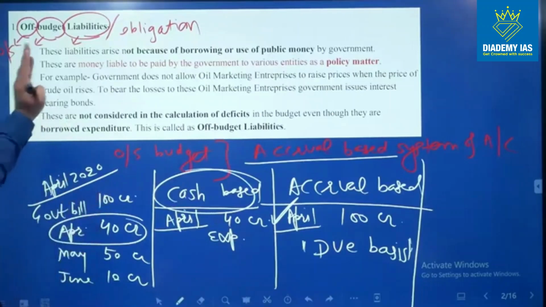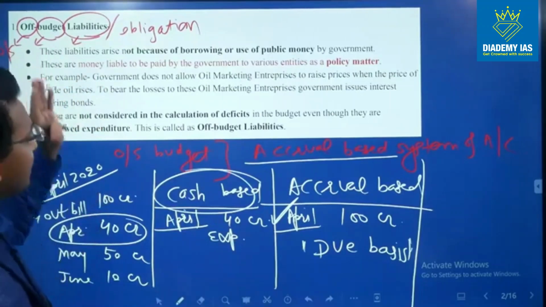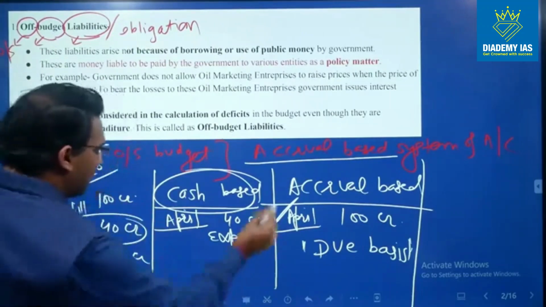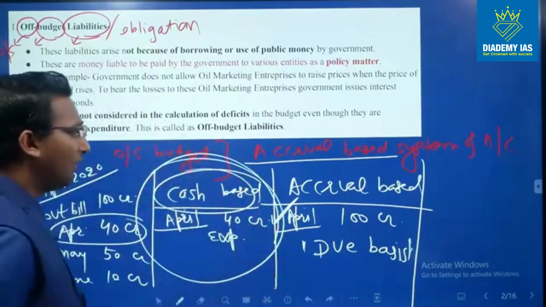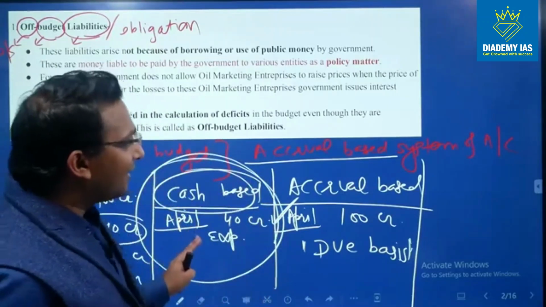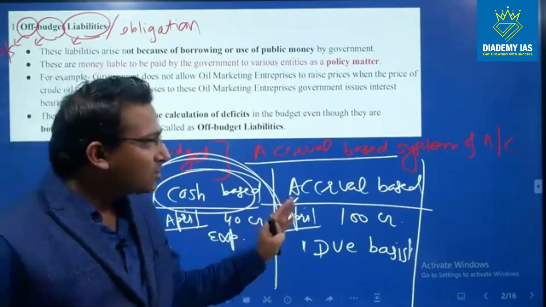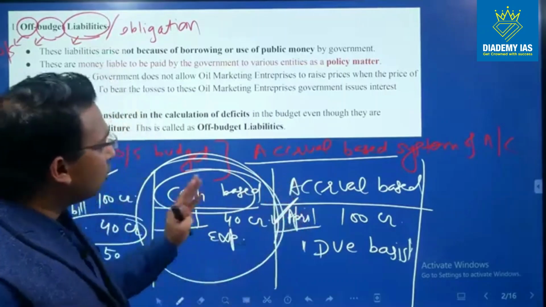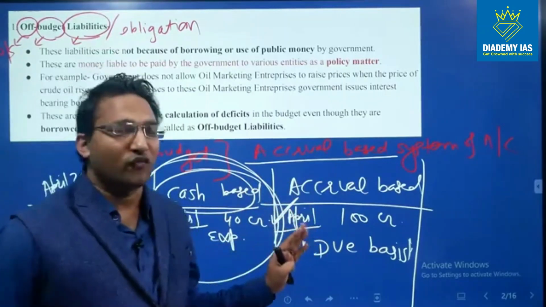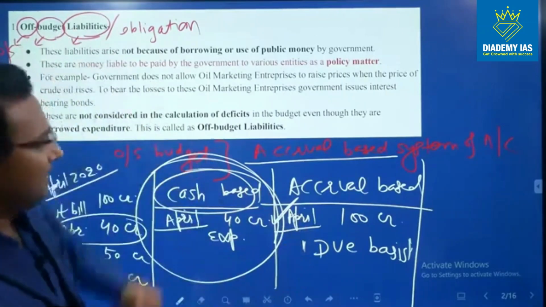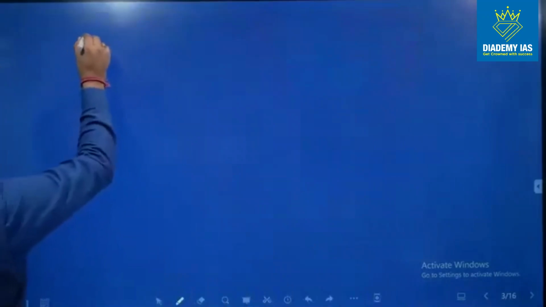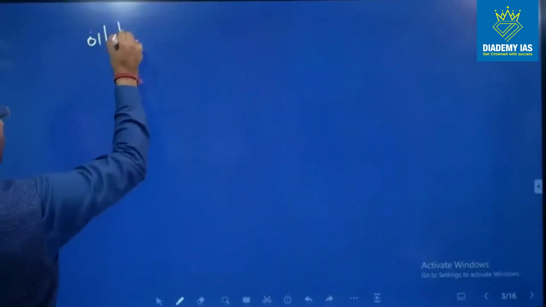Now coming back to the off budget liability. The off budget liabilities occur because our budget is prepared on cash based budgeting, and there are some obligations which are due but not being paid. Those obligations might become part of the off budget liability. Now let us see an example. You might have heard about the term oil bond.